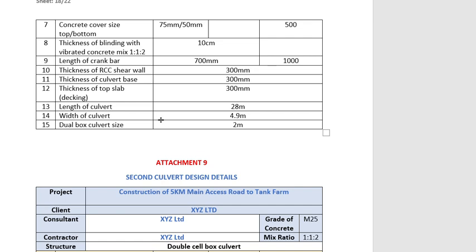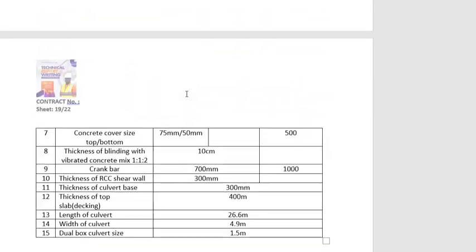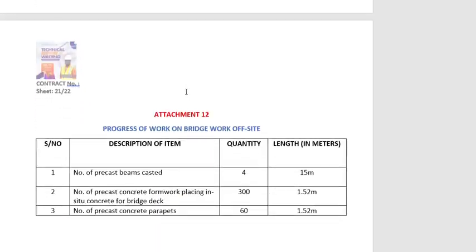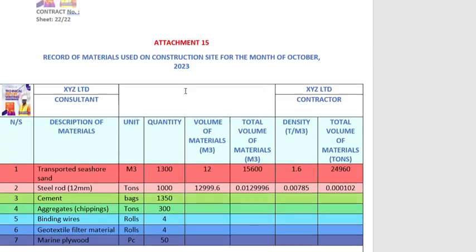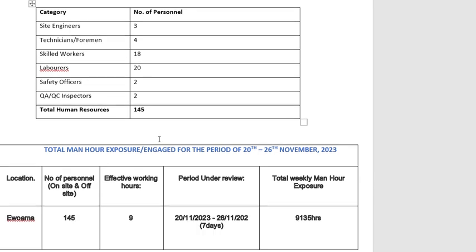This will help your top management to see the particular material that we use and if the project is within the specification spelled out in the contract document. So these are very important key performance indices that must be captured in your technical report writing. And then you can take inventory of materials that are mobilized to site on a daily basis, very important. This is where you capture the number of site engineers, technicians, skilled workers, laborers, and then you get the total of human resources that are involved.